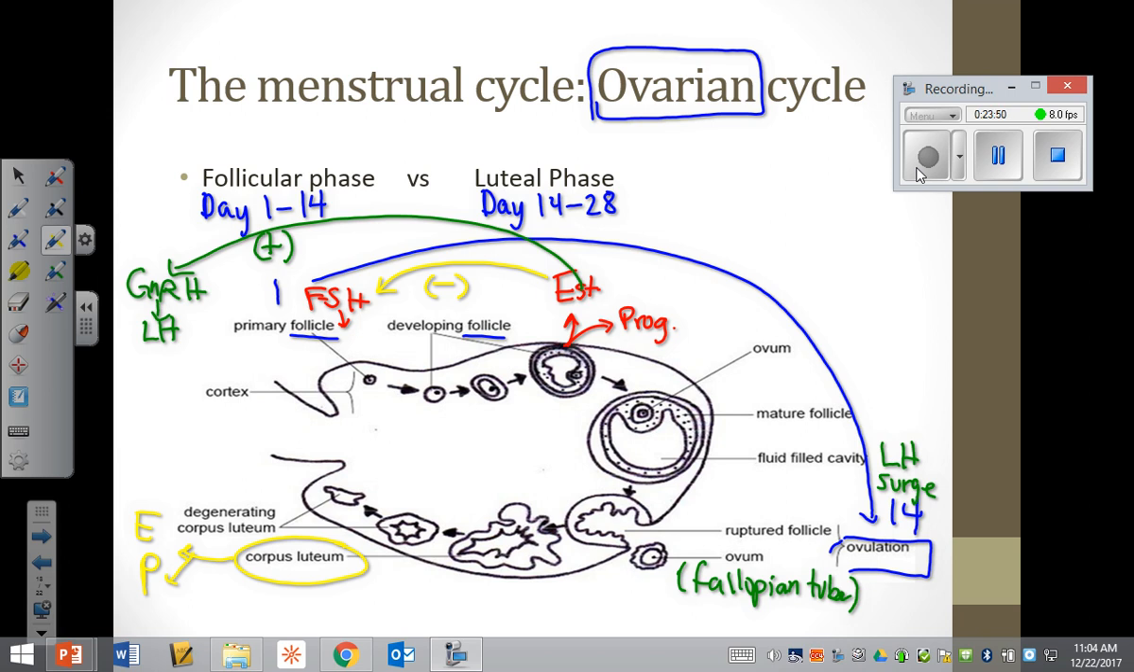Now, as the corpus luteum degenerates, the production of those two hormones decreases. They're only being produced while the corpus luteum is still there. But eventually, it is going to degenerate. Around day 28, it should be degenerated. That should be the end of the corpus luteum.